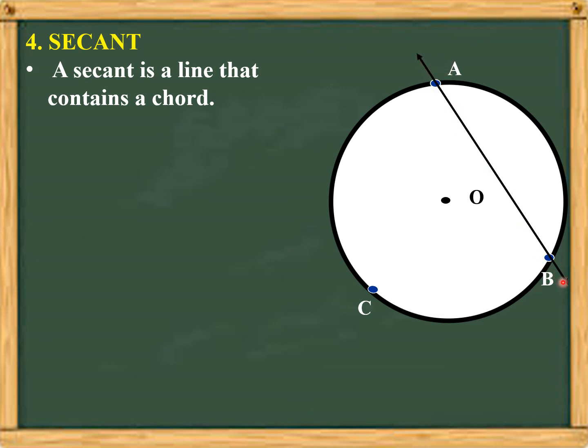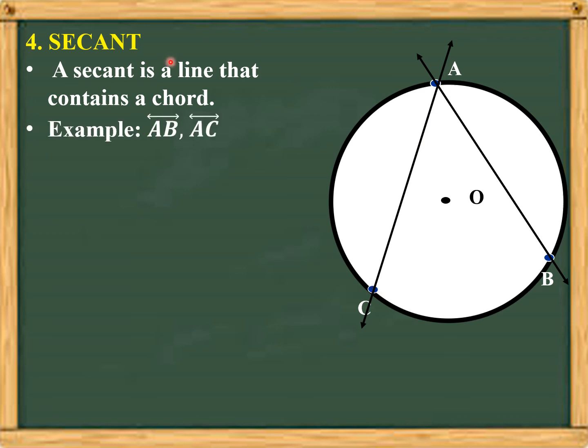So, as you can see, this line contains a chord. Ano yung contains niya na chord? Yung segment AB. So, line AB is secant. So let's have another example. If I'm going to connect point A and point C and I'm going to draw a line, it is secant. Ang contain na chord niya ay segment AC. Again, this is our example. We have line AB and line AC.